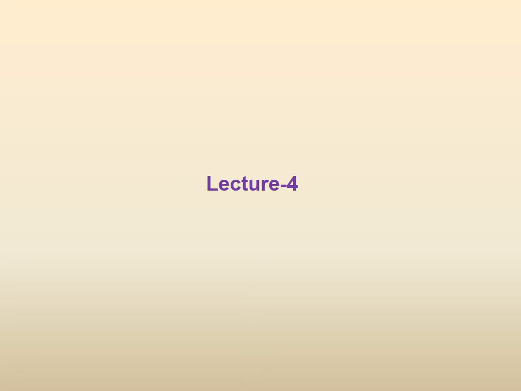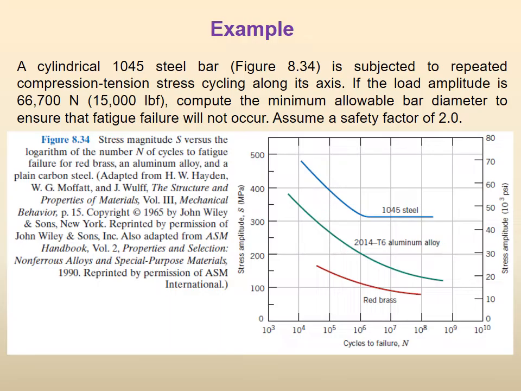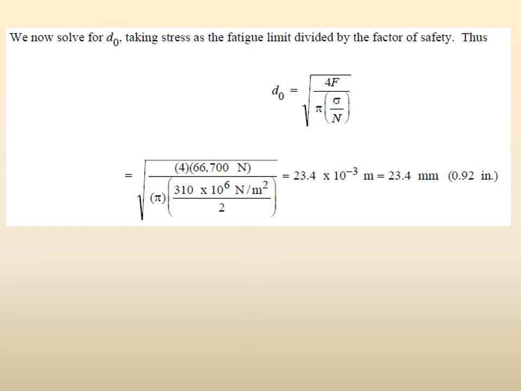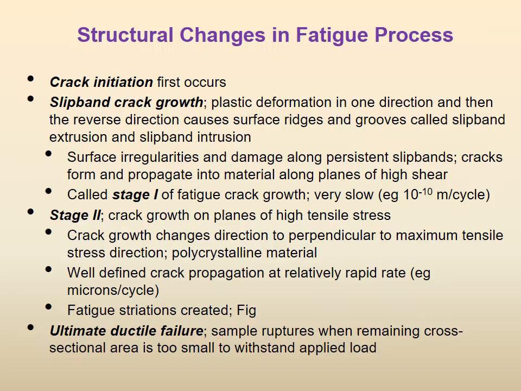Let us then quickly look at what we covered last time in lecture 4 of chapter 1b. We did this example on fatigue, where a stress amplitude is given and endurance limit is involved. What is the area, what is the force, how will you solve it, and finally what is the diameter of the rod required for the stress amplitude or the life and so on.